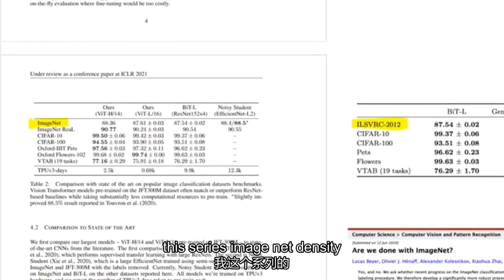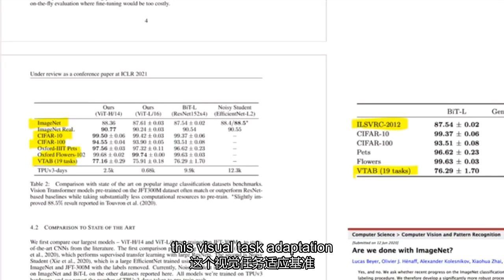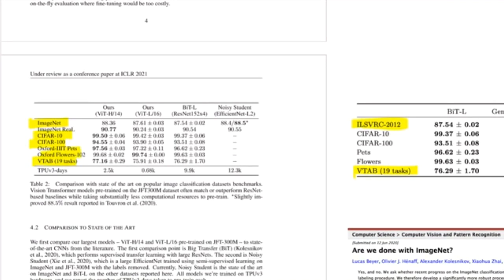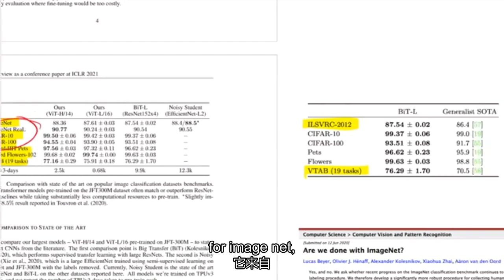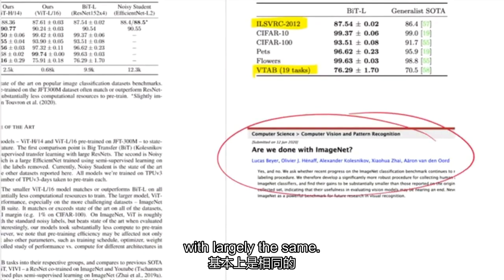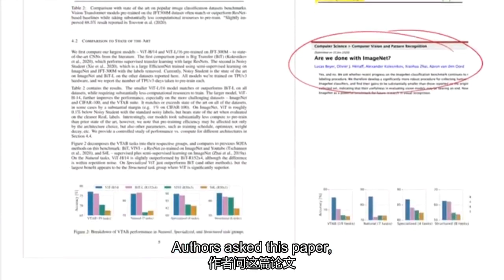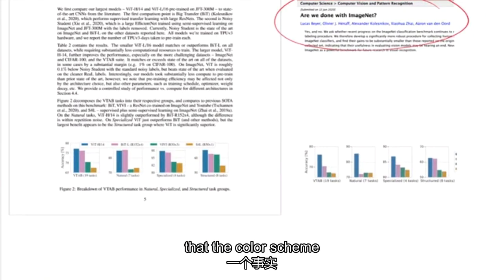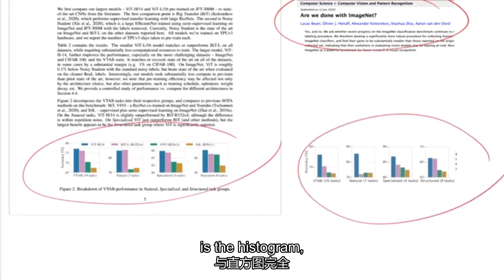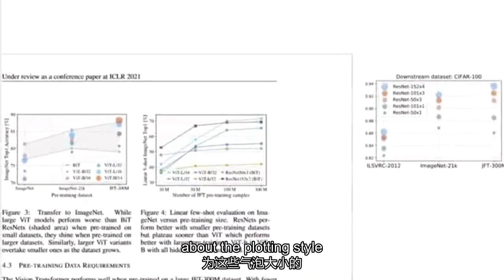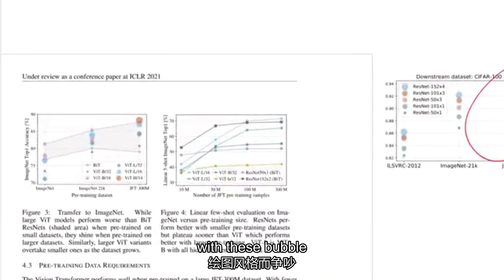This here is ImageNet, then CIFAR-10, CIFAR-100, pets, flowers, and the VTAB, this Visual Task Adaptation Benchmark. I've done a video on that too, by Google. But they do have actually the ImageNet ReaL here, which is just a set of new labels for ImageNet, which comes out of a paper by Google with largely the same authors as this paper. Disregard the fact that the color scheme for the VTAB evaluation is exactly the same, as is the histogram plotting. And of course, we don't even want to bicker about the plotting style with these bubble sizes and so on.